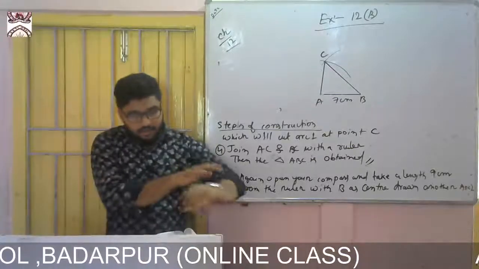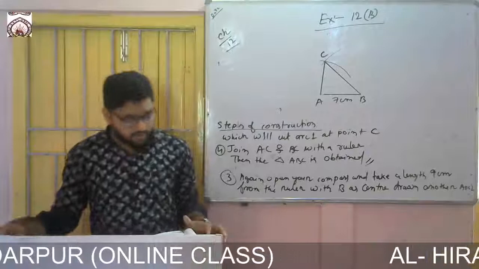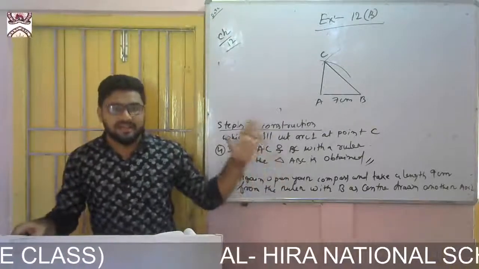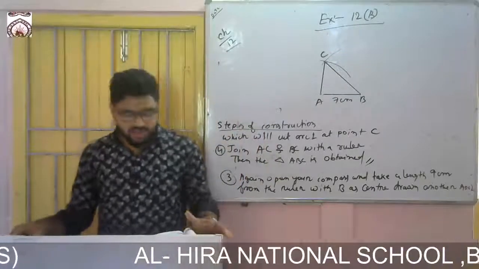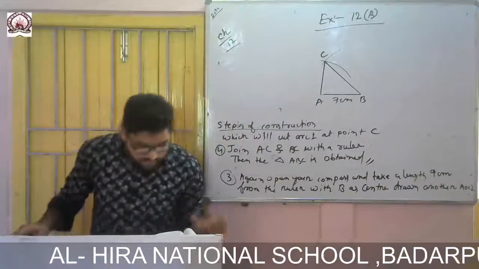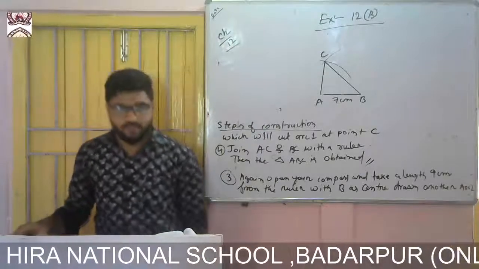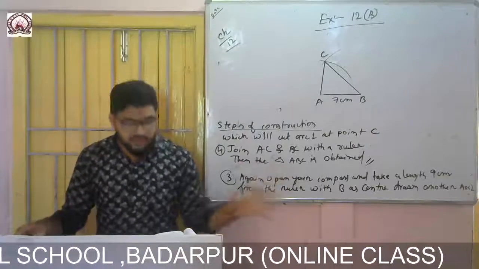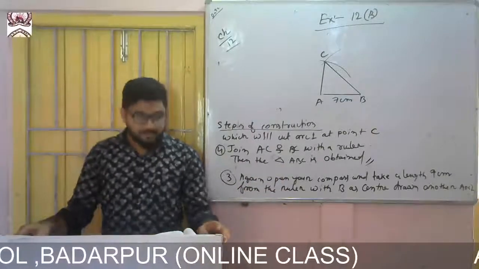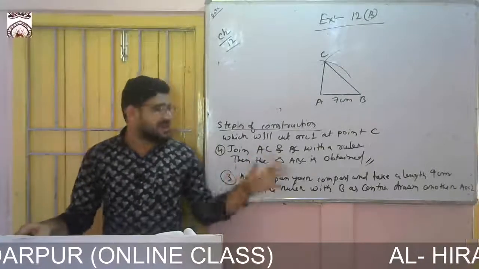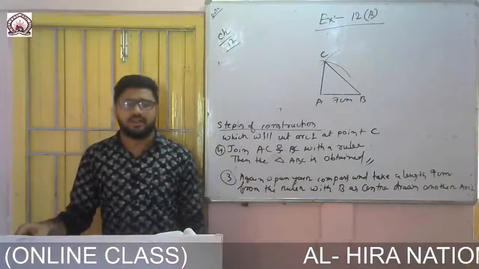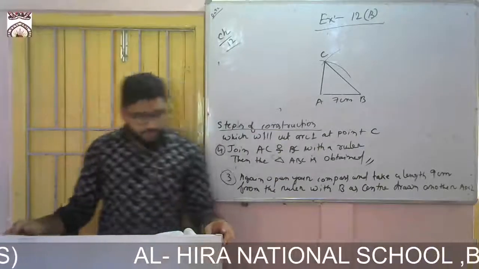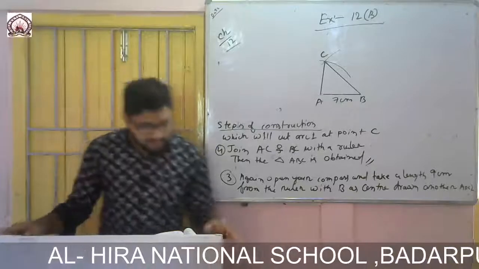So in exercise 12b, you see 5 questions are there. All are exactly the same, only the measurements are changed, and the rest is the same. That means the process and the steps of construction will remain the same. From these five questions, 3 or 4 I shall solve.